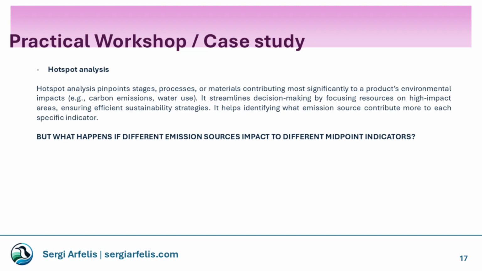For example, it can reveal if a single process dominates multiple impact categories, or if different emission sources are responsible for different environmental issues. But what happens if different emission sources impact different midpoint indicators? This is where the analysis becomes more nuanced, requiring a multi-indicator perspective to ensure that sustainability strategies address all significant hotspots across the product's lifecycle. Normalization and weighting will help us identify the most critical indicators in our case.